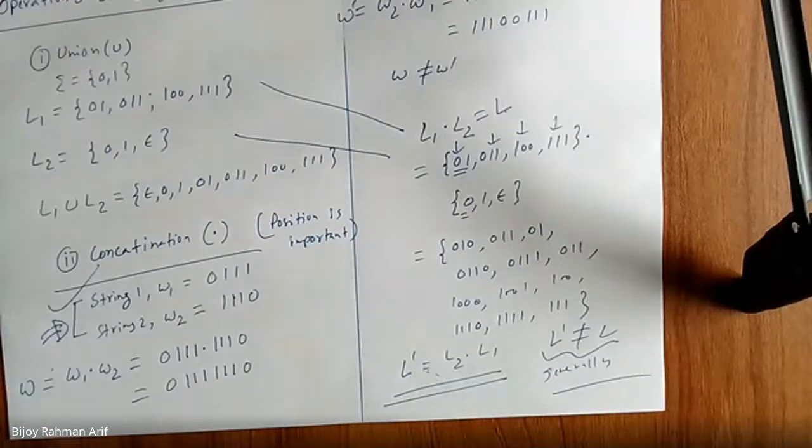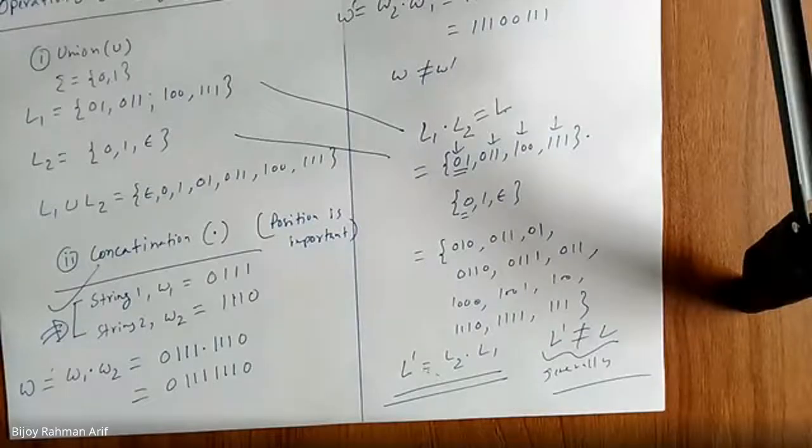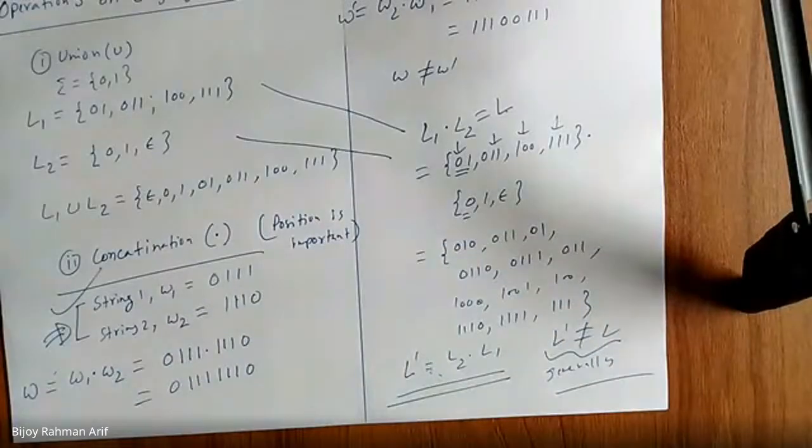One, two sets are not equal. So when the elements are different, at least one element is different, or one set has one additional element. Am I right? Yes, sir. After doing this, you are going to see they are not equal.